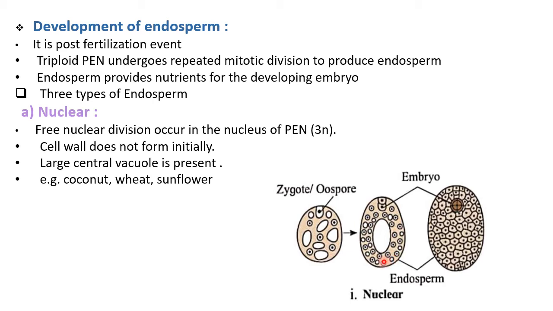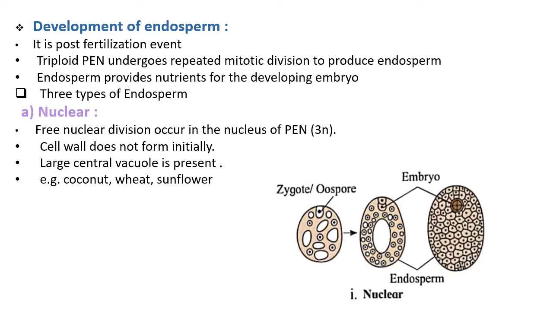Initially, only nuclear divisions occur, and later on there is formation of cell wall. At the center, we see presence of a large vacuole surrounded by a number of nuclei. In the last diagram, we see that after the formation of nuclei, around each nucleus, a cell wall is produced.